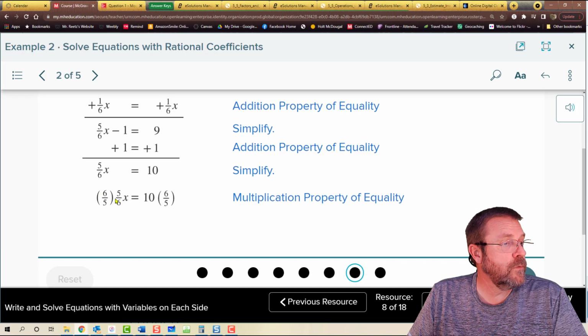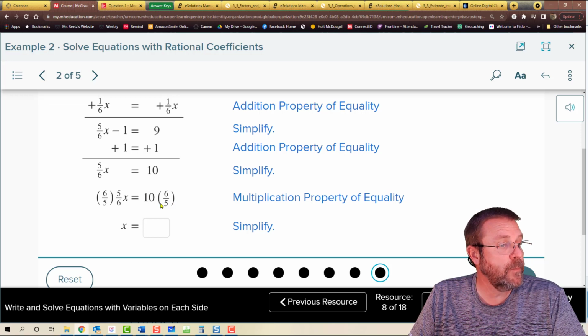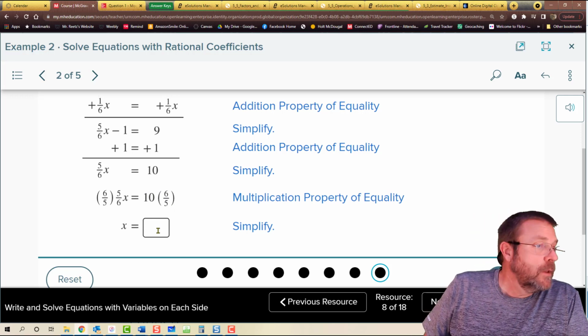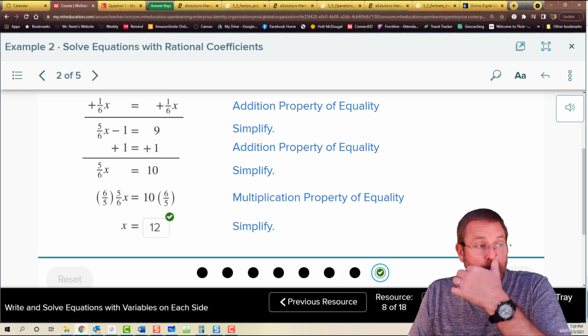These, of course, are going to divide each other out, and then on the right, you're going to have 10 over 1 times 6 over 5. The 5 and the 10 are going to simplify, becoming a 1 and a 2. That's going to give you 2 times 6 and 1 times 1, which is going to give you 12 over 1, also known as 12, for your final answer.